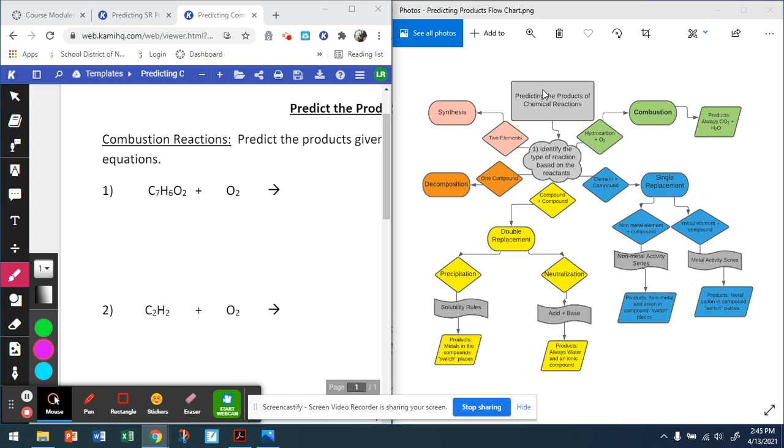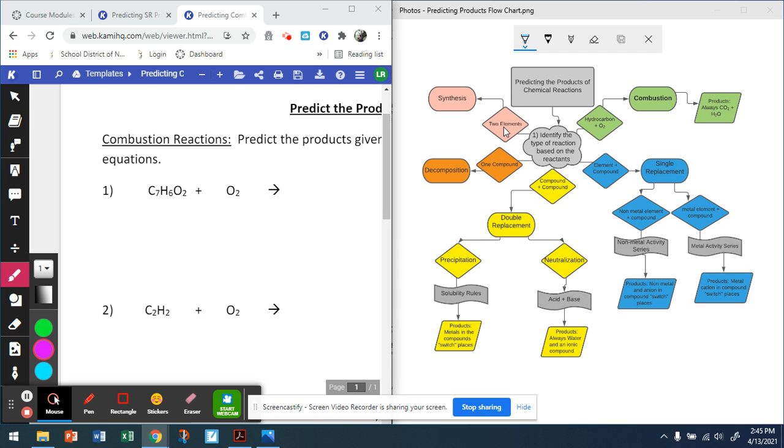When we take a look at our reactants, we have a hydrocarbon plus oxygen. We don't have two elements over here. So this is a compound, so it's not synthesis. When we take a look at decomposition, there's two reactants, so it can't be decomp. We have a compound and a compound here, but a compound and an element here, so it can't be double replacement. So that really only leaves combustion or single replacement.